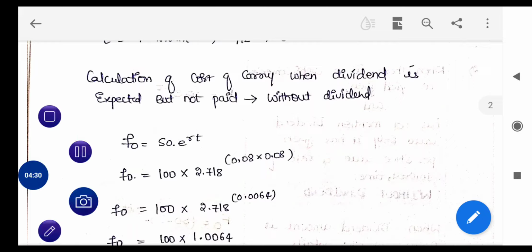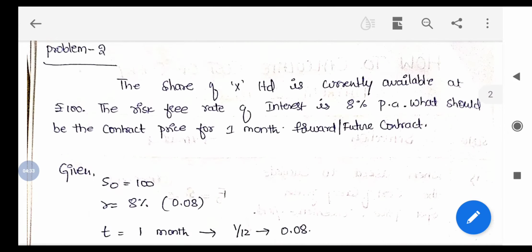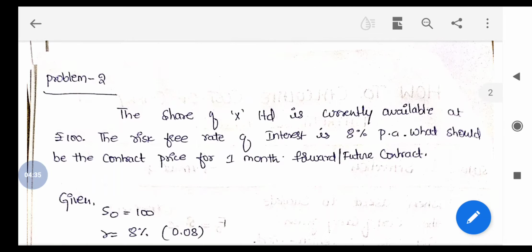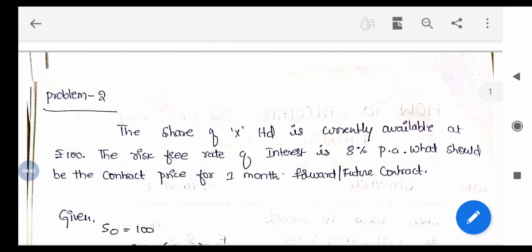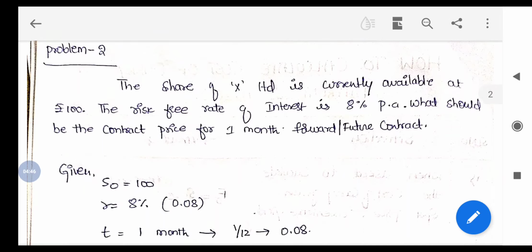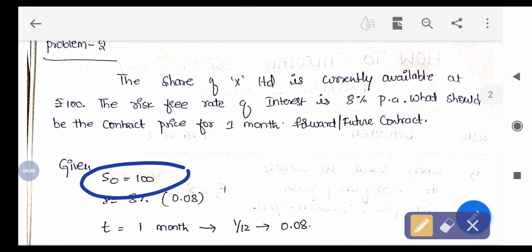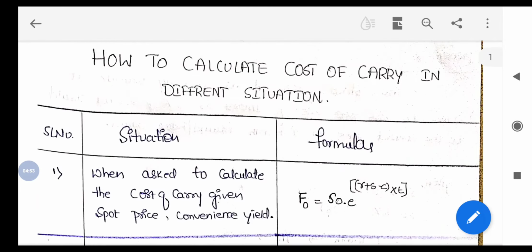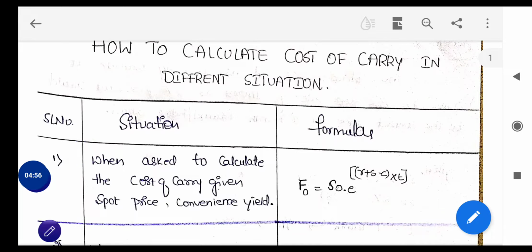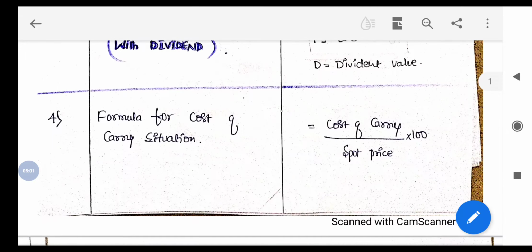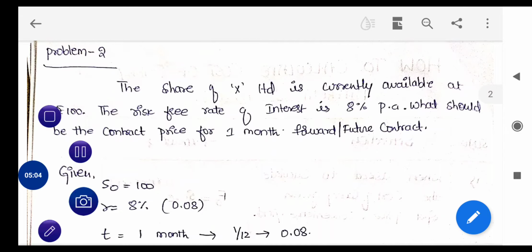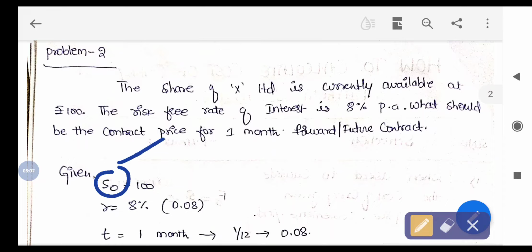So for calculating this, here they have mentioned the share amount. Share of X Limited is 100, and it is also represented by the symbol S0, because it is the value per share. Like we used to describe the spot price, for spot price we also used S0 only. Here also the share value will be represented by S0.